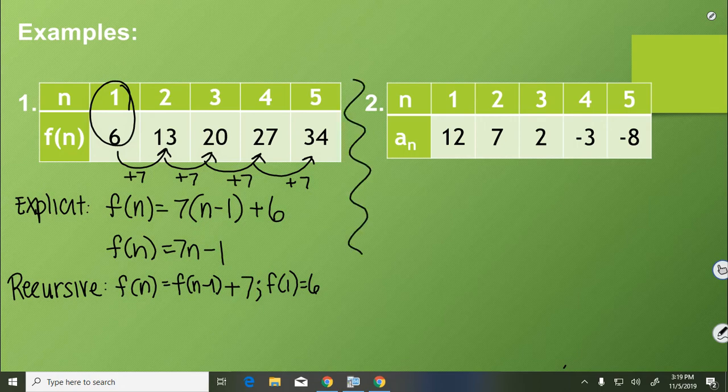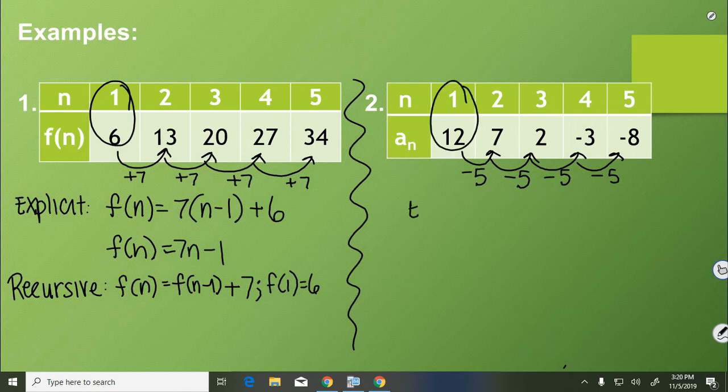Now, number 2, your table might look different than mine, and if it does, fix it. I had to adjust some things. We look for a pattern again. 12 to 7 is subtracting 5. 7 to 2, also subtracting 5. 2 to negative 3, also subtracting 5. And negative 3 to negative 8, also subtracting 5. So that makes my common difference negative 5 and my first term 12.